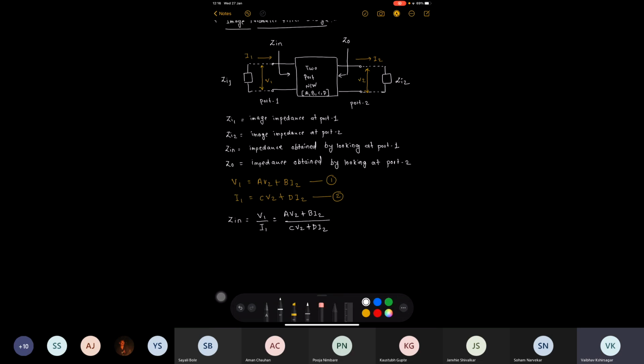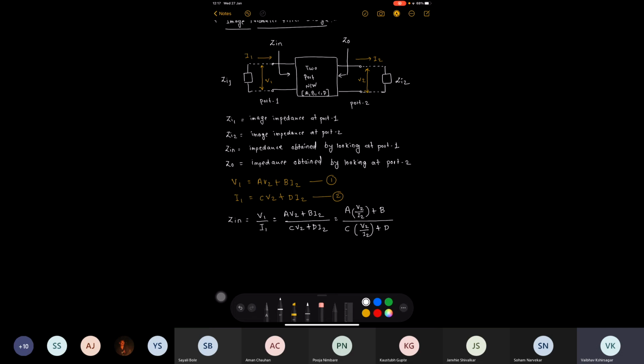Okay, so what I will do now is take I2 common from the numerator and denominator. So I will write this as A V2 by I2; I will divide the numerator and denominator by I2. So I will get this term, and in the denominator C into bracket, what will I get? V2 divided by I2, because I'm taking I2 common, plus D.